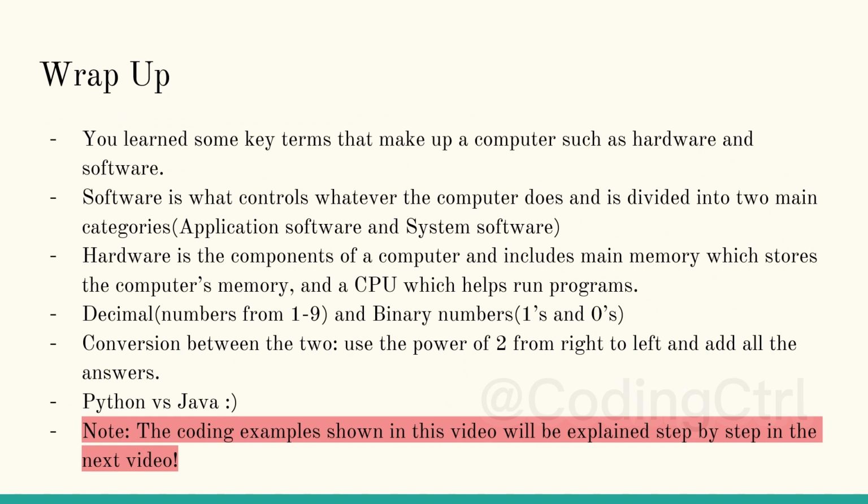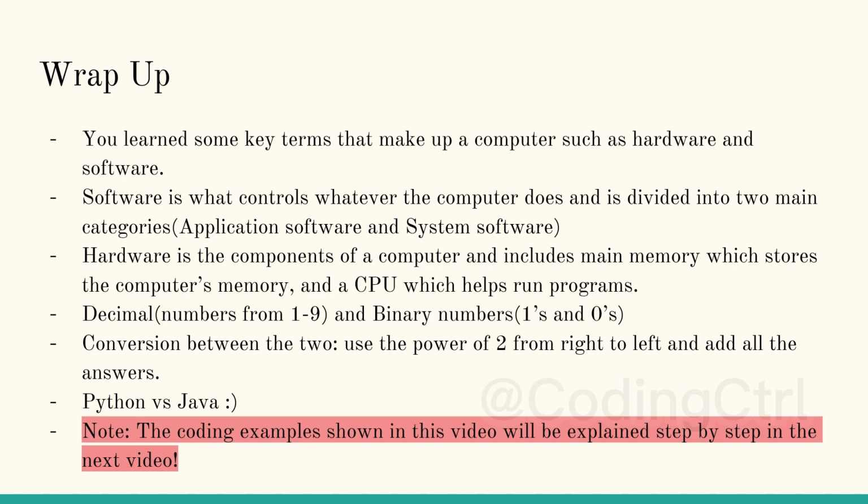Congratulations, you made it to the end of the video. So here's a brief little wrap-up of what you learned so far. You learned some key terms that make up a computer, such as hardware and software. You learned that software is what controls whatever the computer does, and it's divided into two main categories: application software and system software. You also learned more about hardware, which are the components of a computer that include main memory, which stores the computer's memory, and a CPU, which helps run programs.